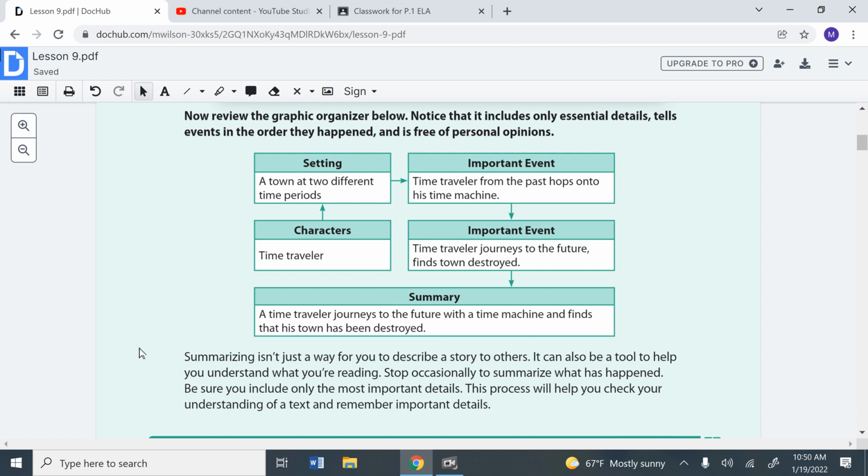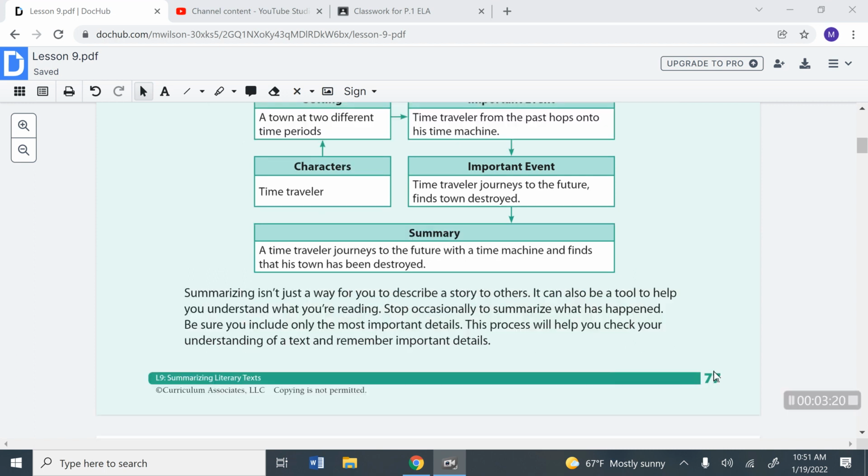Summarizing isn't just a way for you to describe a story to others. It can also be a tool to help you understand what you're reading. Stop occasionally to summarize what has happened. Be sure you include only the most important details. This process will help you check your understanding of a text and remember important details.